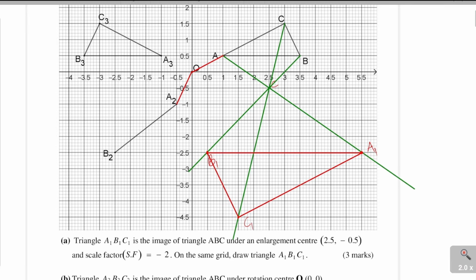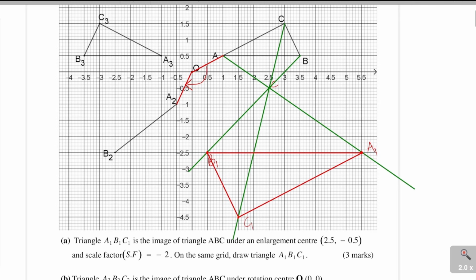Now the angle you're going to measure, you measure from the object point to the image through the center. That is how we measure the angle. Therefore, the angle we need to measure is from A to A2. You can see this is the angle, here. And you can see that angle is in a clockwise direction. If it is in a clockwise direction, that angle will be negative. We're going to measure this angle through the center.